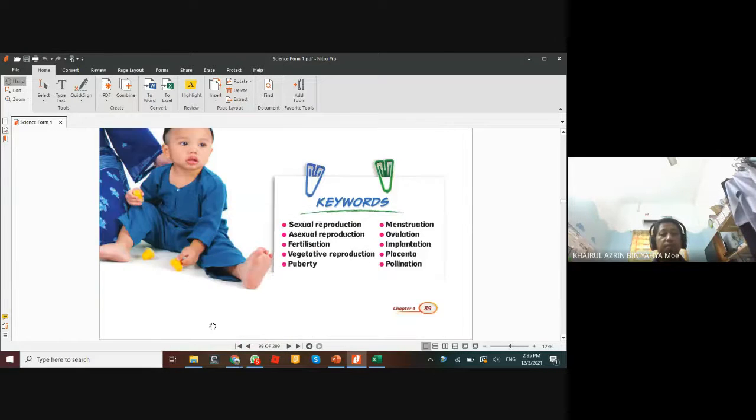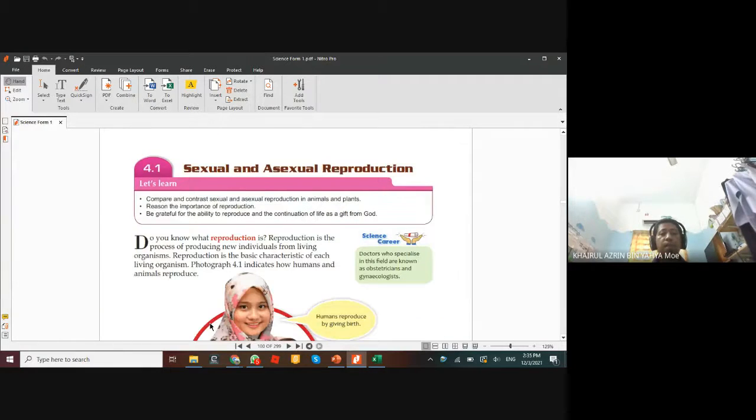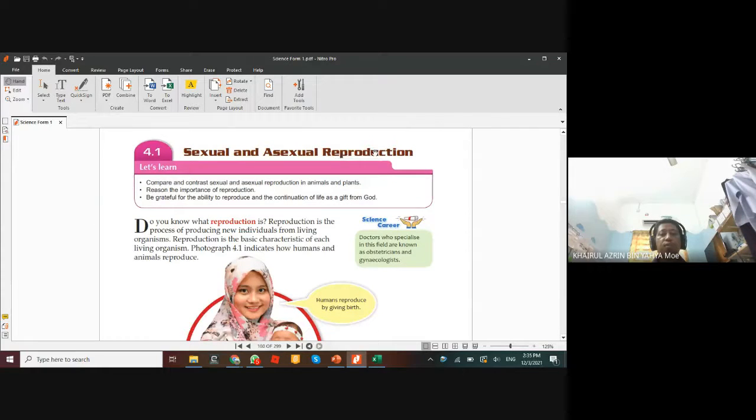Okay, so 4.1, sexual and asexual reproduction. Today we will learn to compare and contrast sexual and asexual reproduction in animals and plants, reason the importance of reproduction, and be grateful for the ability to reproduce and the continuation of life as a gift from God.